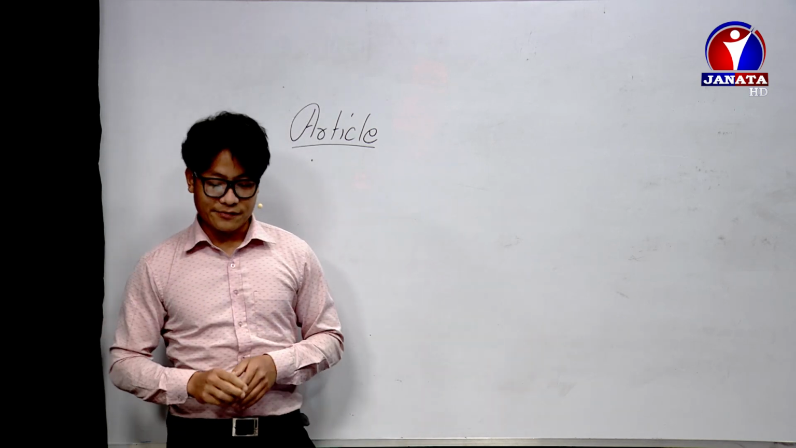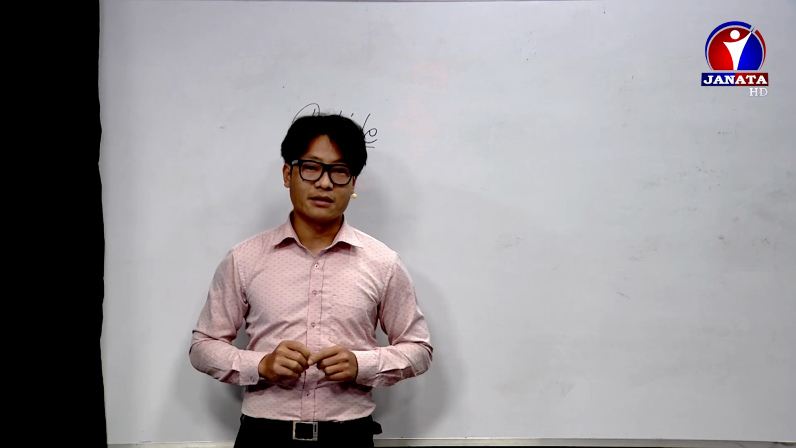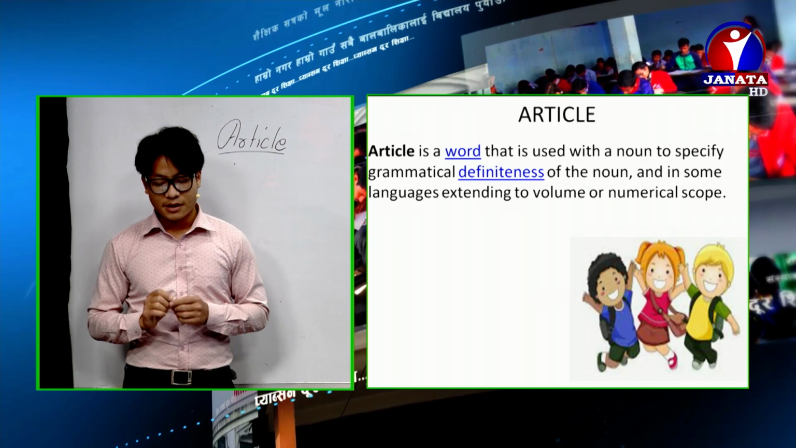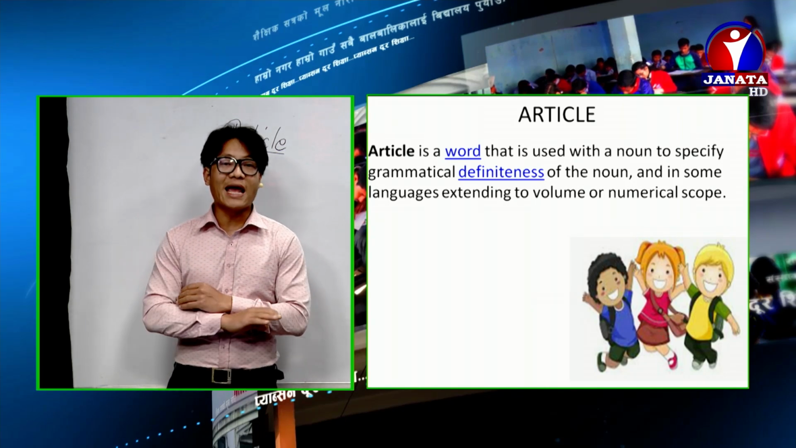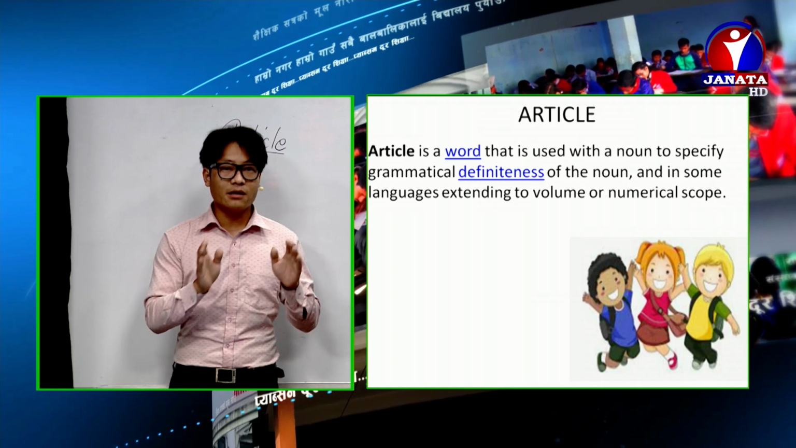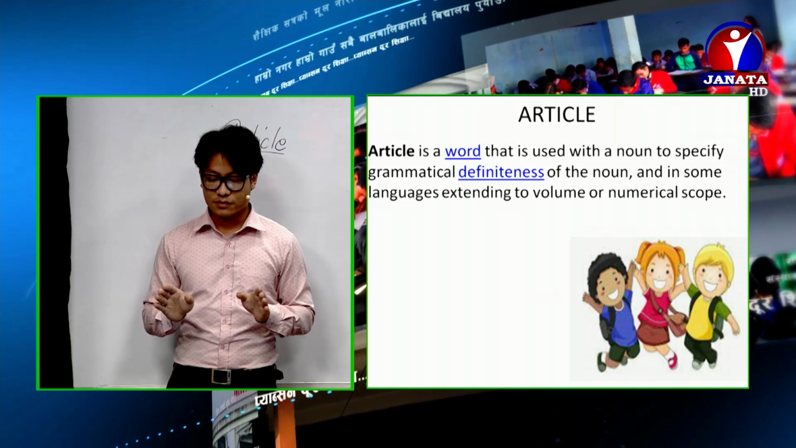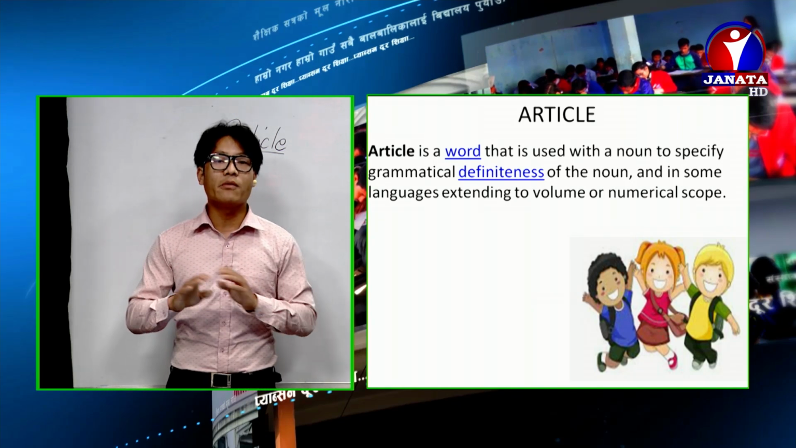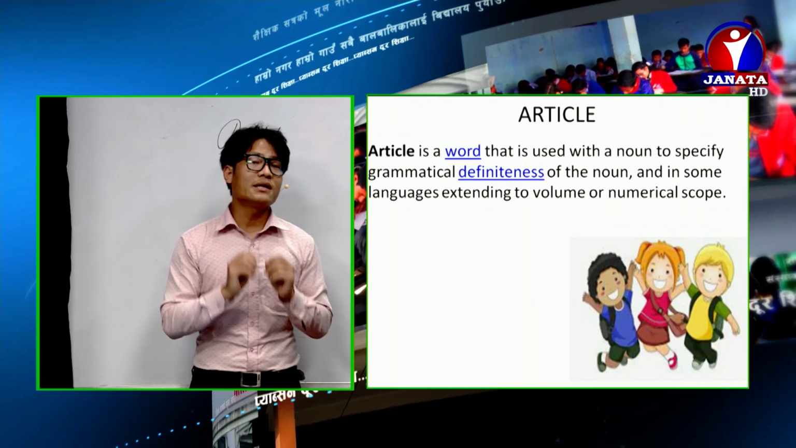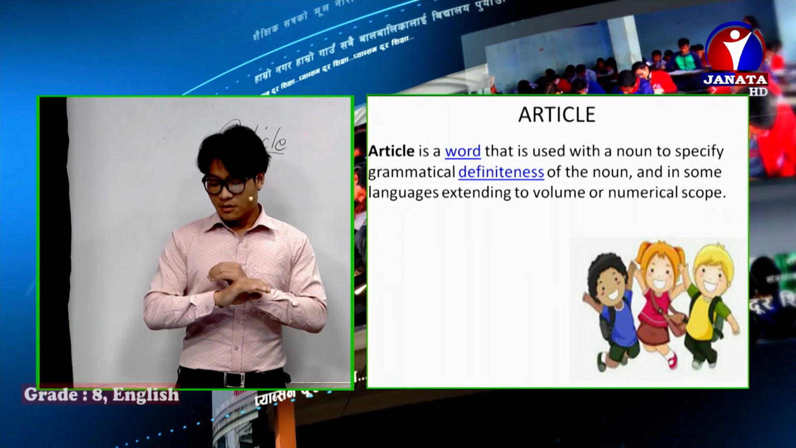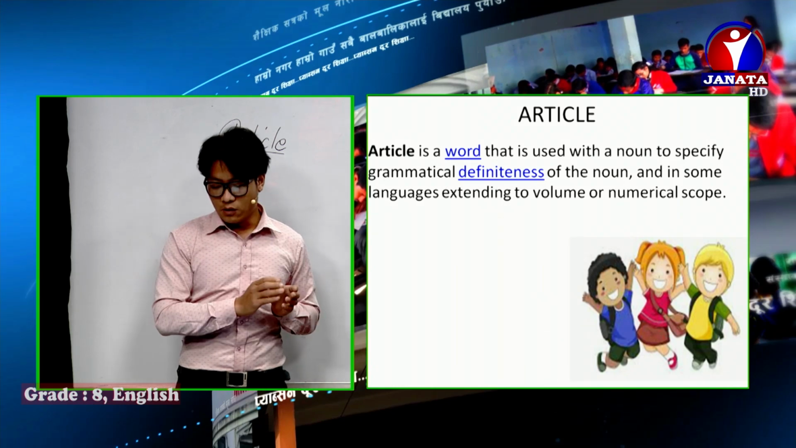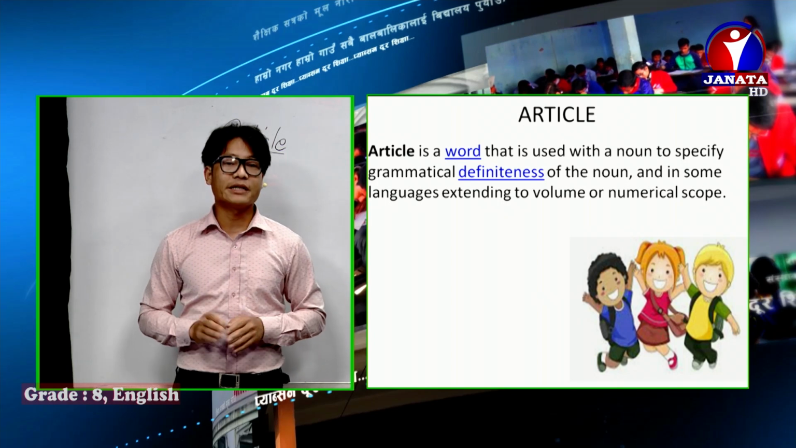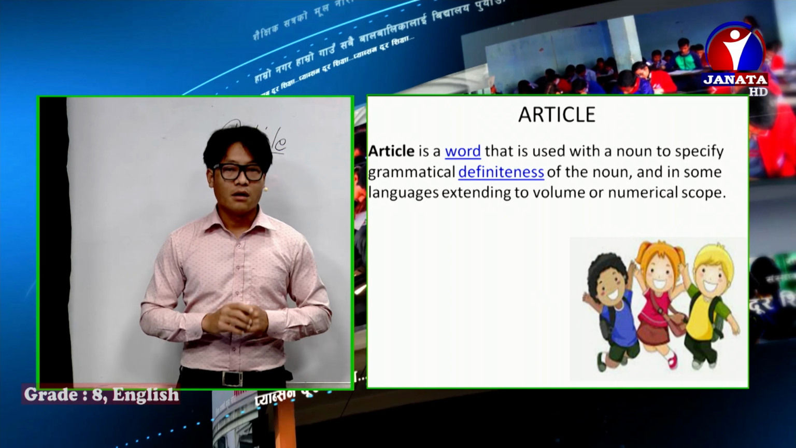First of all, let's have a short definition of article. I have taken this from Wikipedia. Article is a word that is used with a noun to specify grammatical definiteness of the noun, and in some languages extending to volume or numerical scope. So now the question is, which article extends volume or numerical scope, and which article specifies grammatical definiteness? We will learn now.